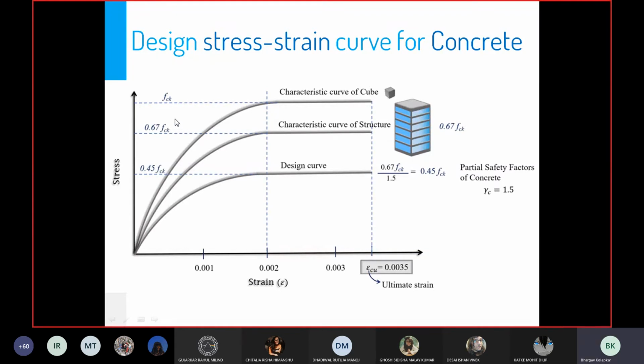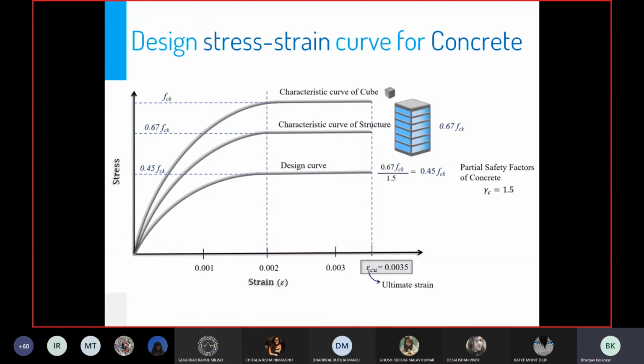Okay, so we are using only 67% of what I get in a testing lab. To this 67%, or this 0.67 fck, I further divide it by the partial safety factor, which is 1.5. And 0.67 divided by 1.5 is 0.447, which is approximately 0.45 fck. This is my design stress.